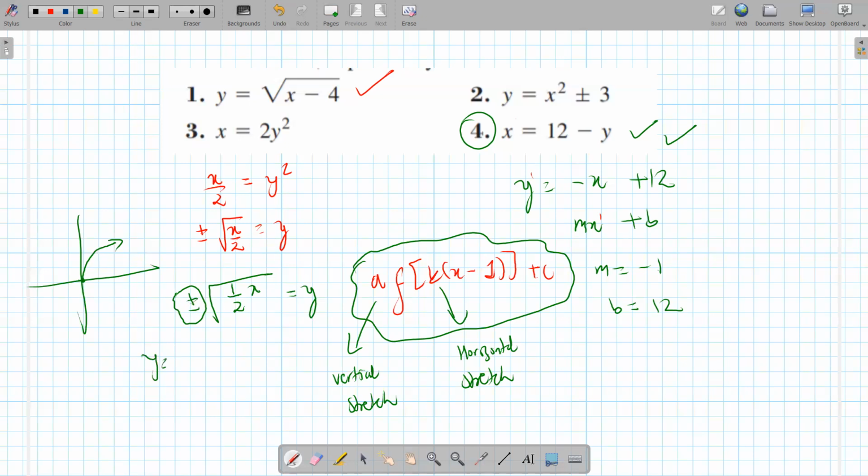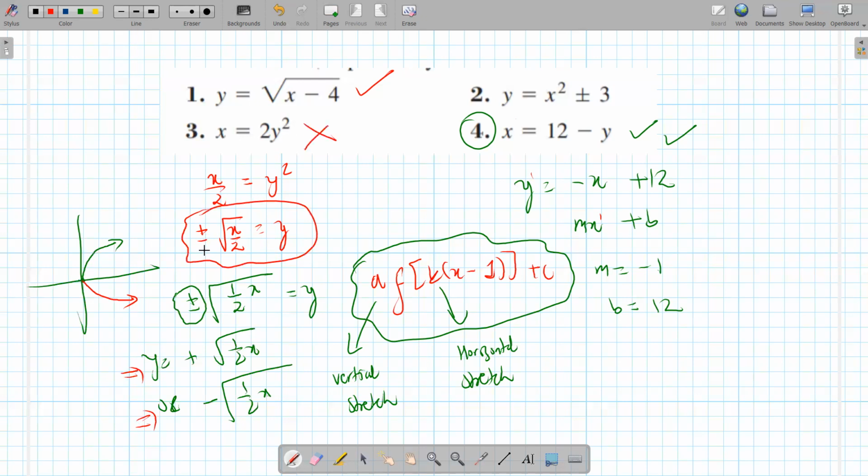Now, y is either equal to plus the square root of 1 over 2x, or y is equal to minus the square root of 1 over 2x. So this gives you two different equations. Now this one that we have over here, this is the plus one. Now if we do the minus one, it's going to flip on the x-axis, so it's going to go downwards. So it fails the vertical line test. Exactly. Individually, they are both functions, but when you combine them like this, in this case, this is not a function. 3 is not a function.